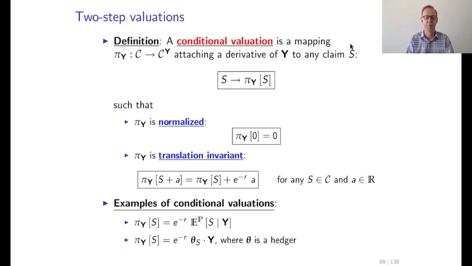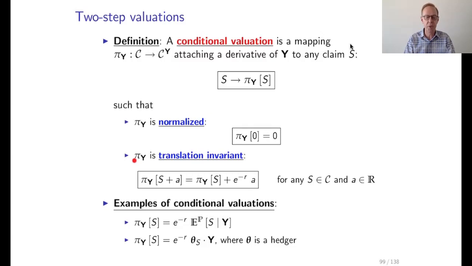We assume that π_Y is normalized. That means that the derivative that we attach to the zero claim is the zero claim, and π_Y is also translation invariant in the sense that the derivative that we attach to S plus A is the derivative that we attach to S plus the discounted expectation at time zero of the claim A.